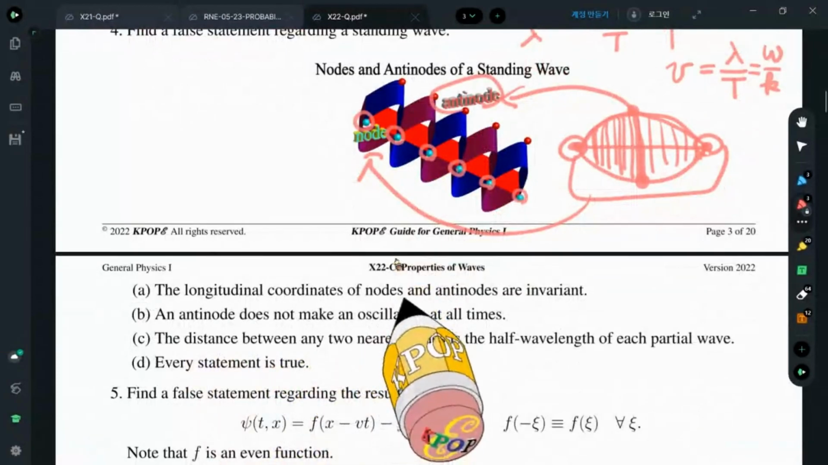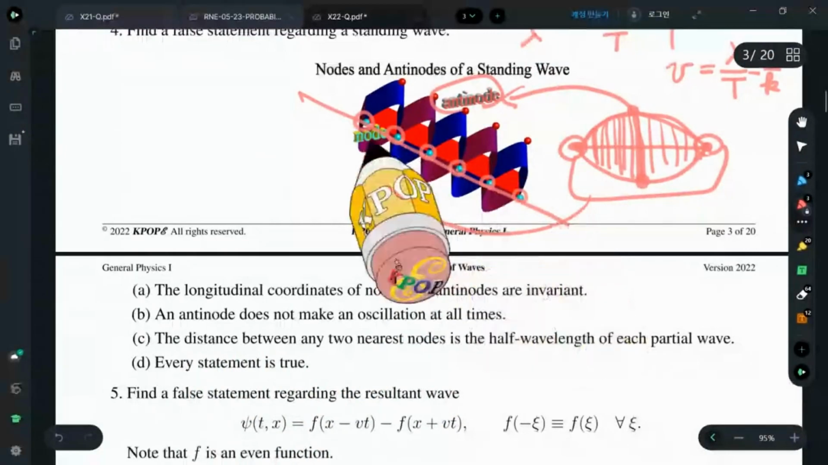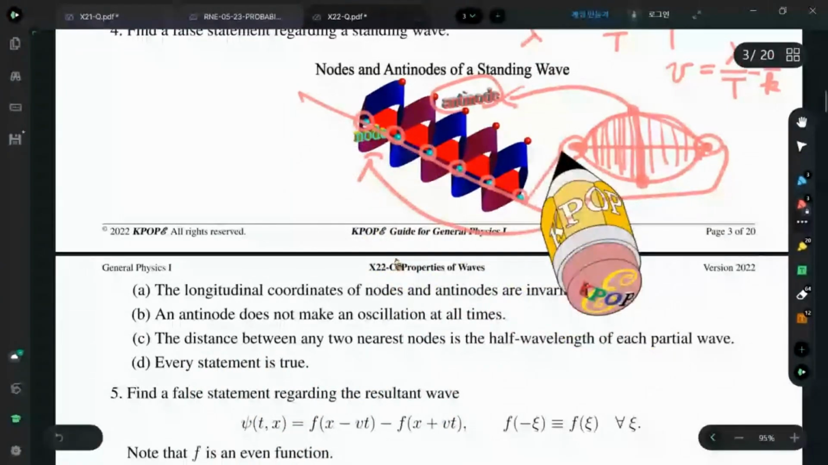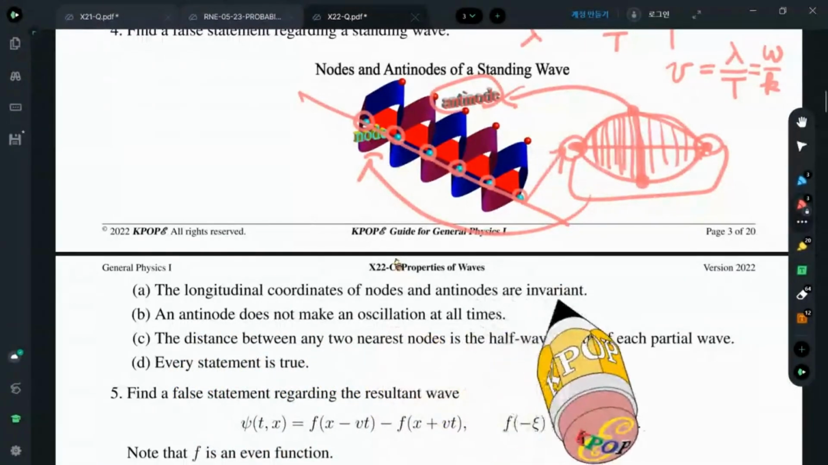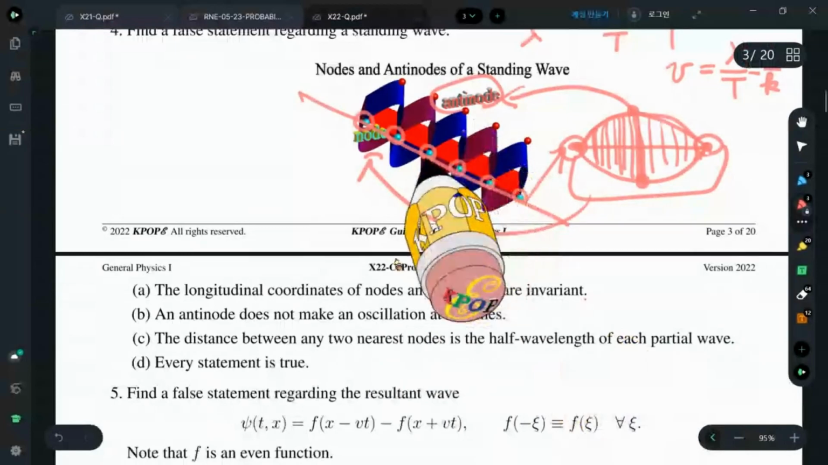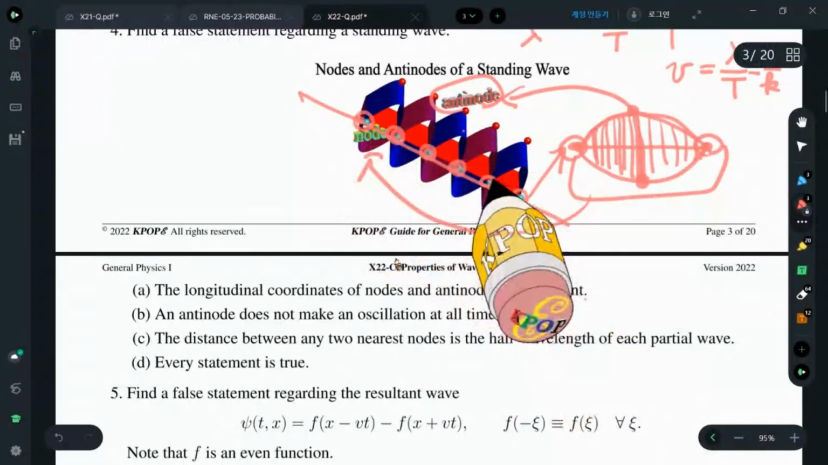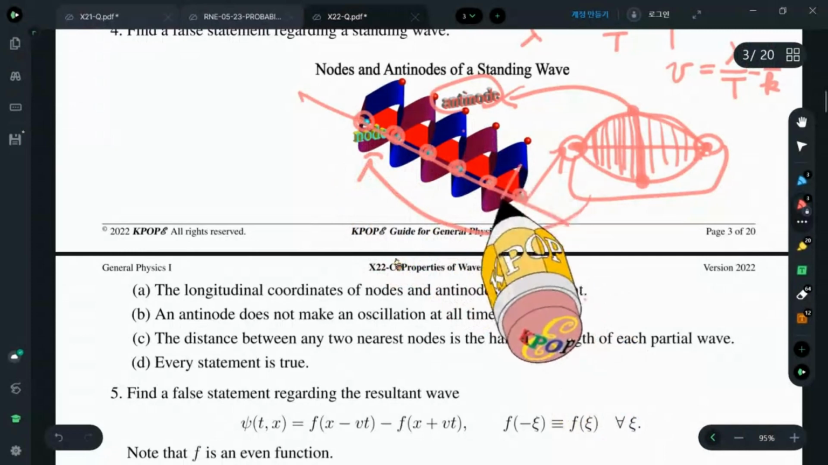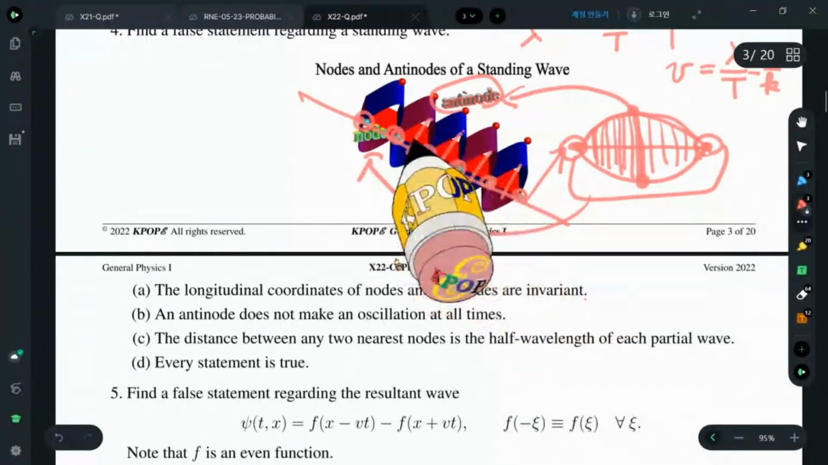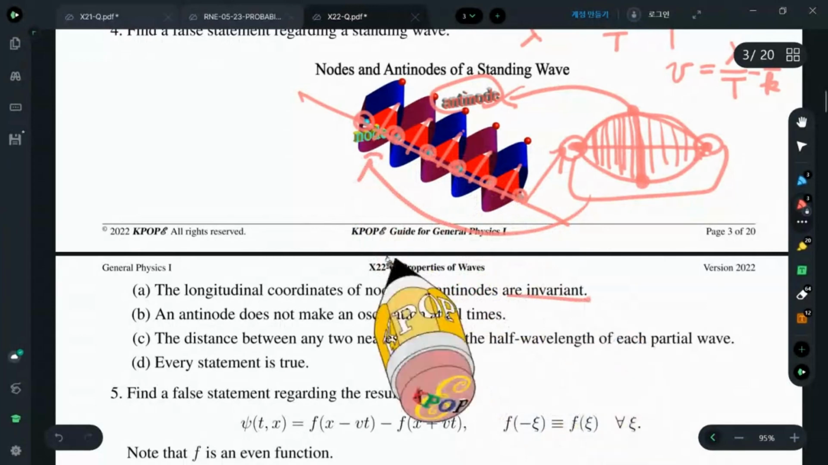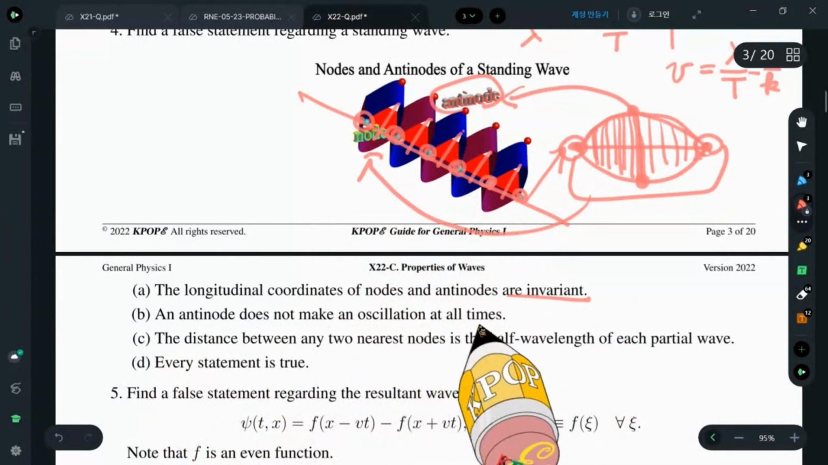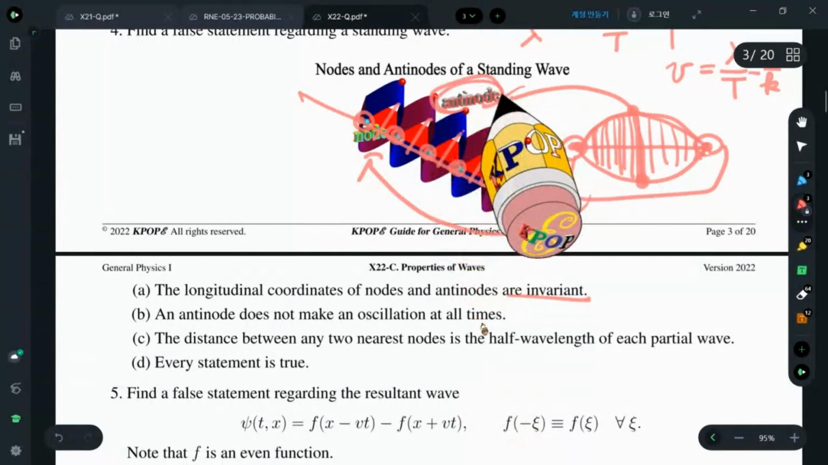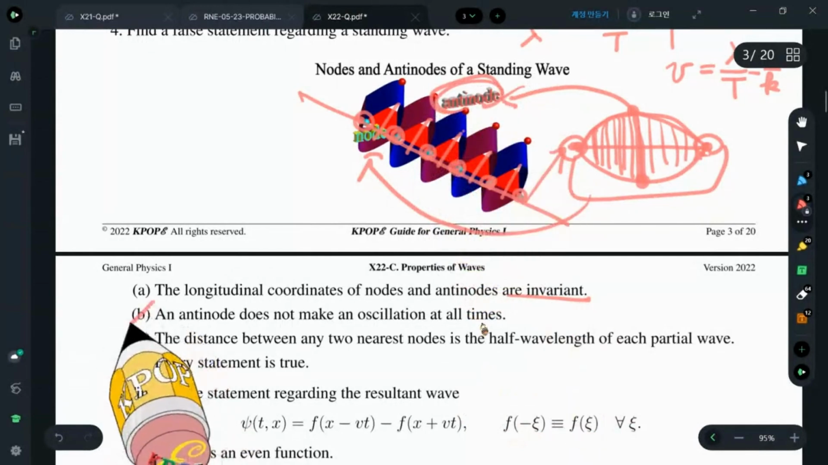Longitudinal coordinates of nodes. This is the longitudinal direction, and this is the transverse direction. Longitudinal coordinates of nodes and antinodes are invariant. Yes, this position doesn't change as time goes by. These positions are fixed, invariant. Okay. An antinode does not oscillate at all times. Antinode, this is an antinode. It is wrong.